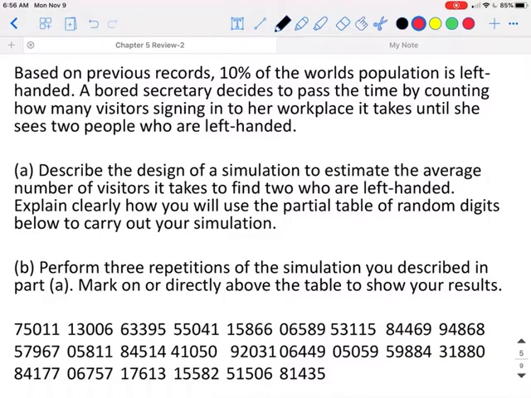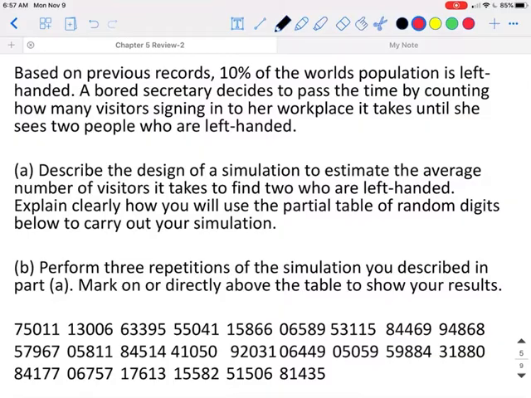Based on previous records, 10% of the world's population is left-handed. A board secretary decides to pass the time by calculating how many visitors sign in to her workplace it takes until she sees 2 people who are left-handed. Describe the design of a simulation to estimate the average number of visitors it takes to find 2 who are left-handed. Explain clearly how we use the portion of the table of random digits below to carry out your simulation.